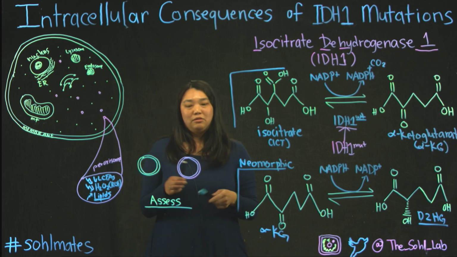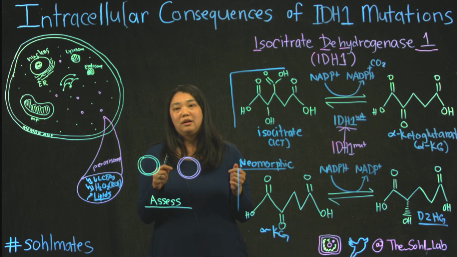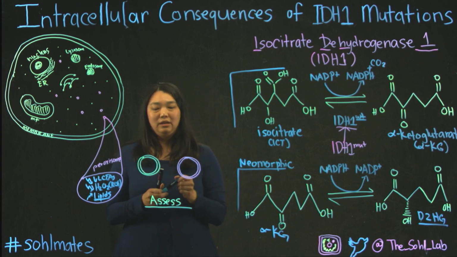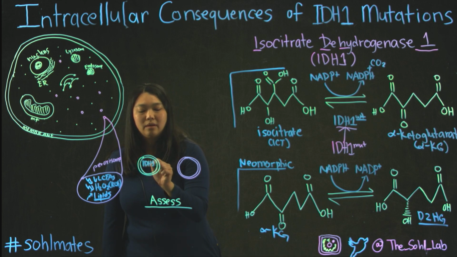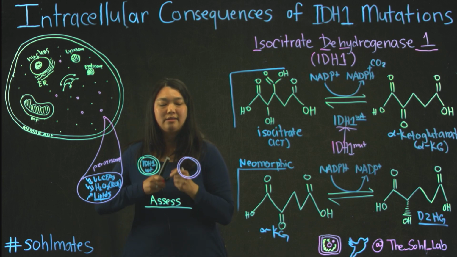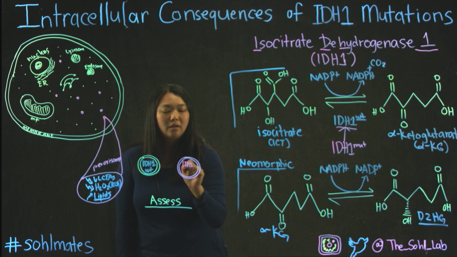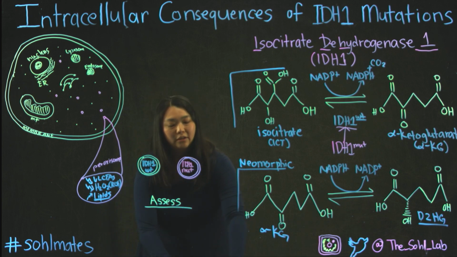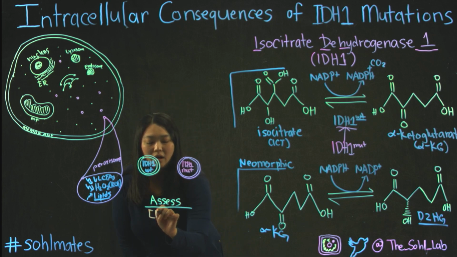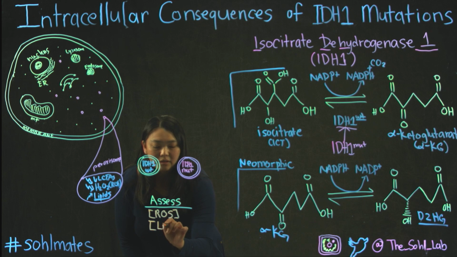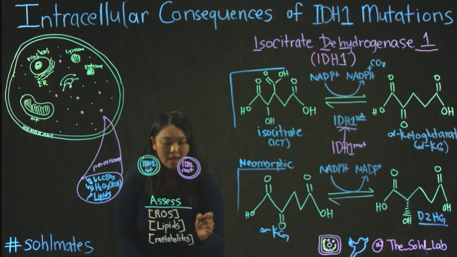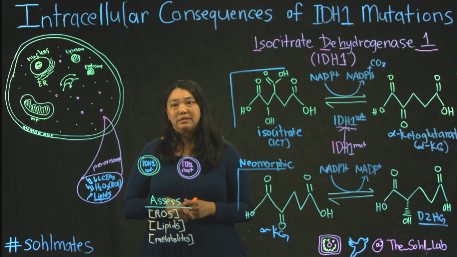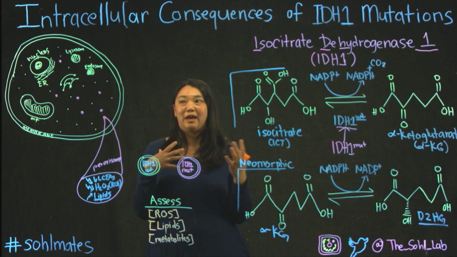So I'm interested in studying what the intracellular consequences are of these IDH1 mutations. And I can do that by looking at cells that express wild-type IDH1 enzyme and cells that express mutated IDH1 enzymes. And by doing so, I can assess the different reactive oxygen species to see how stressed they are. I can look at different lipid concentrations to see if these pathways are disturbed, and a multitude of other metabolites. And by doing so, I can illuminate the different features and consequences that IDH1 mutations have within the cell. So that is what I will be doing as a PhD student.